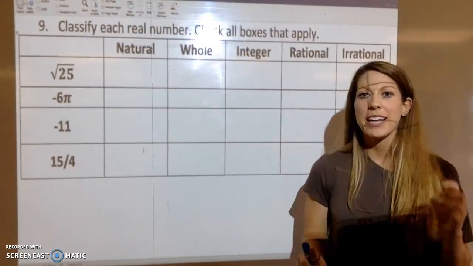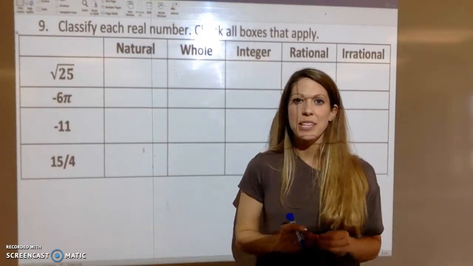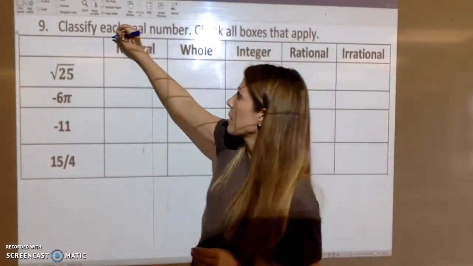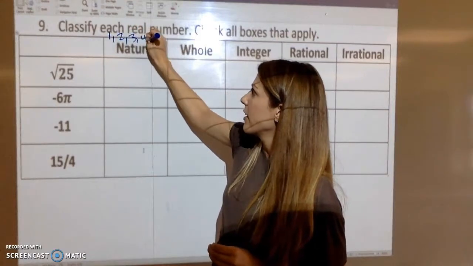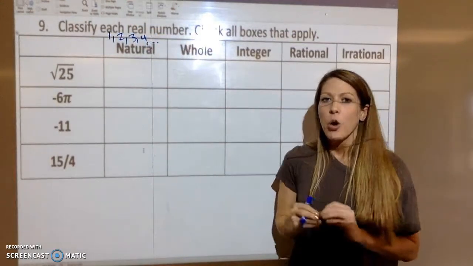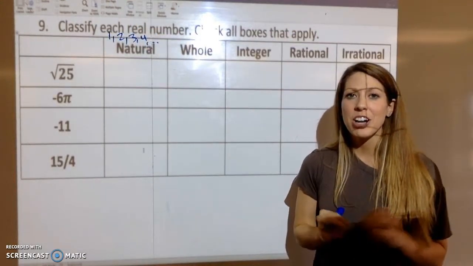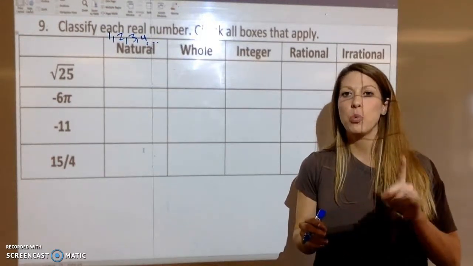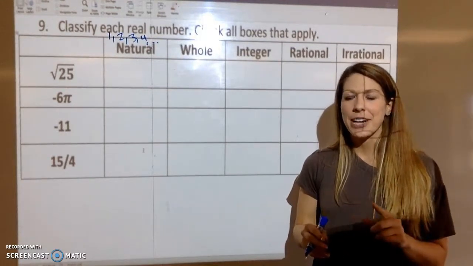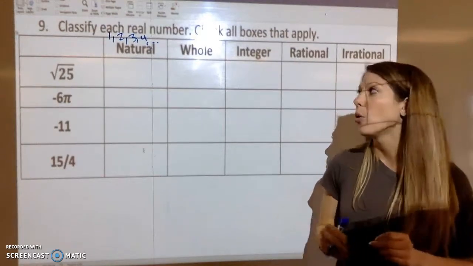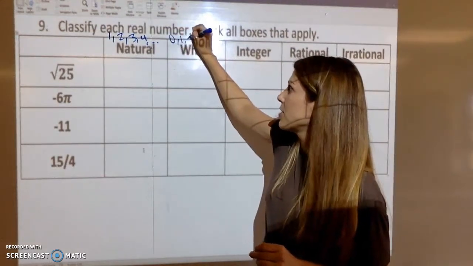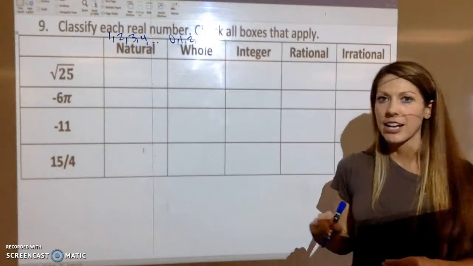Natural numbers. Remember, it is natural to start counting with the number 1. So natural numbers are 1, 2, 3, 4, and on and on and on. Whole numbers. Whole numbers are all your natural numbers, but it includes one more, and that is 0. And I remember it because 0 looks like a hole. So whole numbers are 0, 1, 2, 3, 4, and on and on and on.